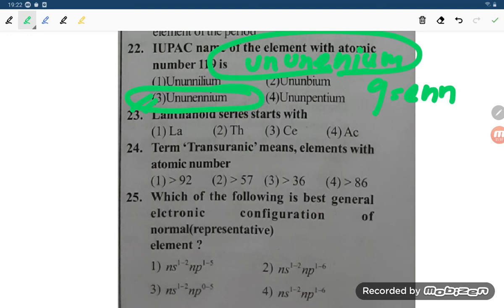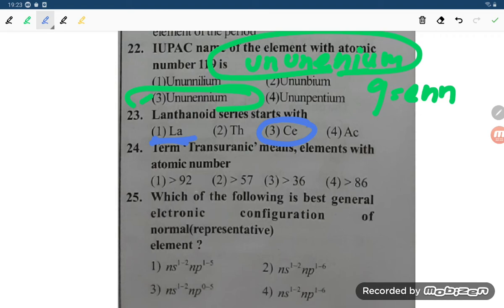Lanthanoid series starts with lanthanum. And lanthanide series starts with lanthanum. So question number 23, no, cerium, it starts with cerium, student. No, I'm sorry, that is cerium. Lanthanide starts with cerium, and the first element is lanthanum.